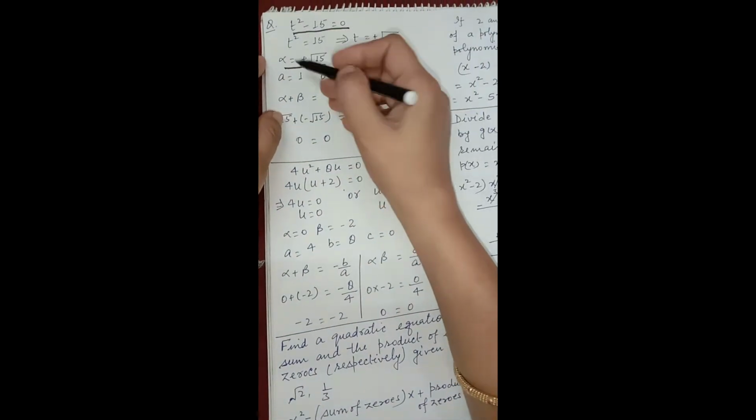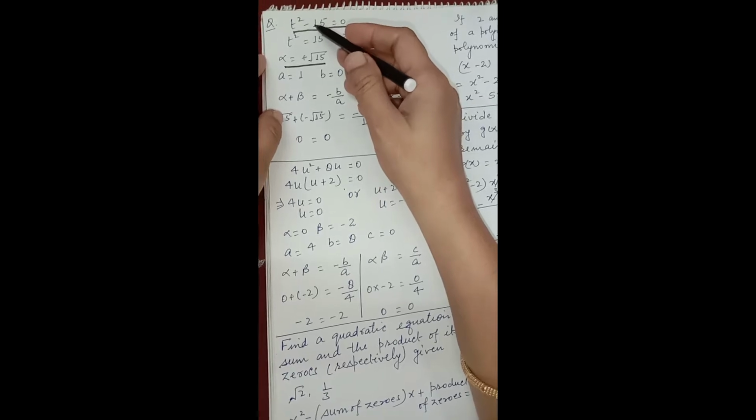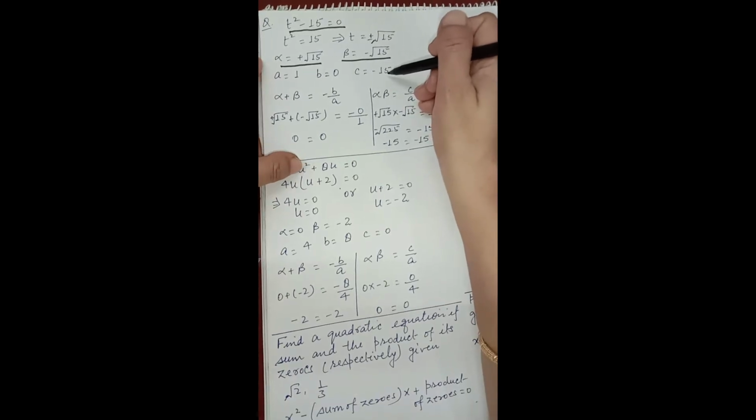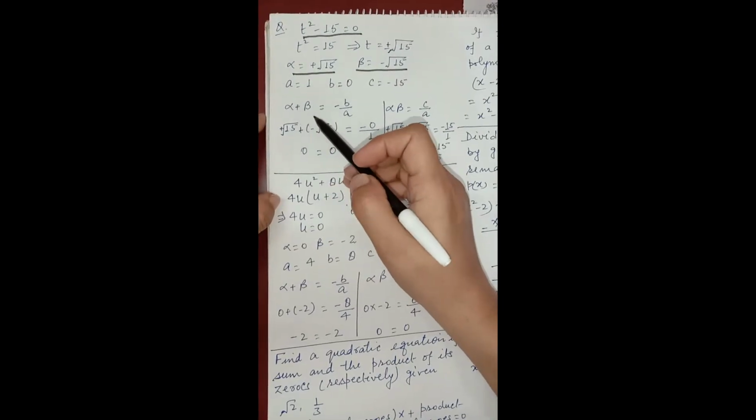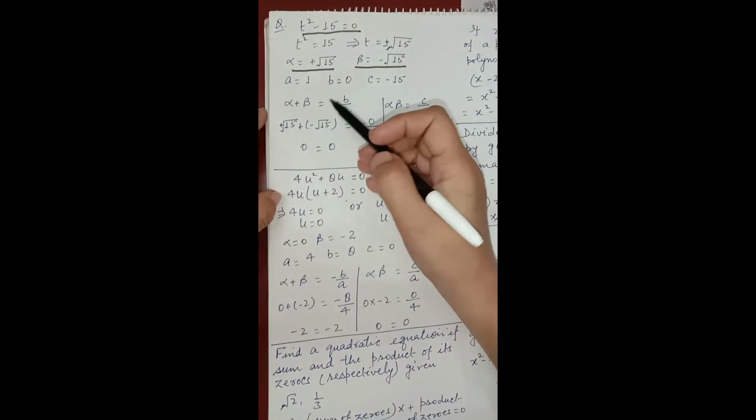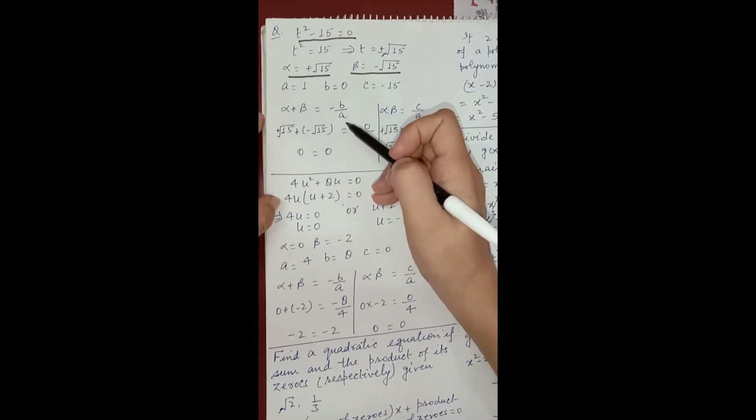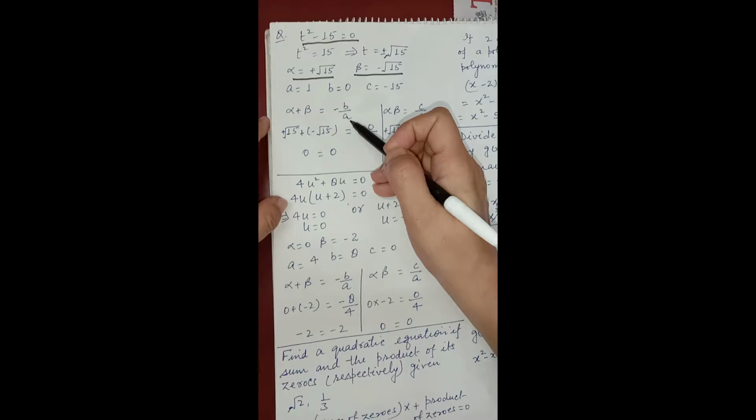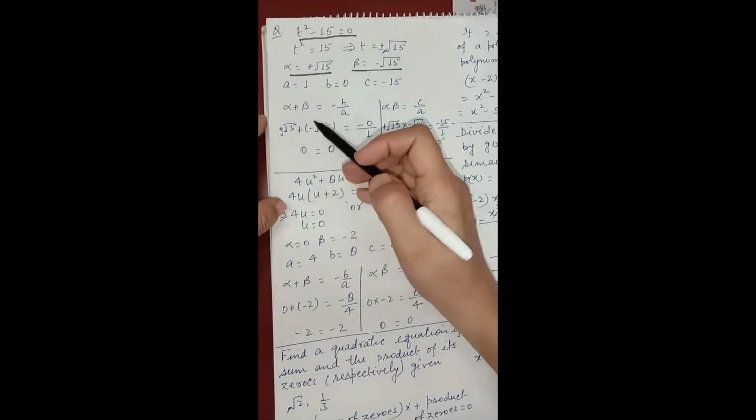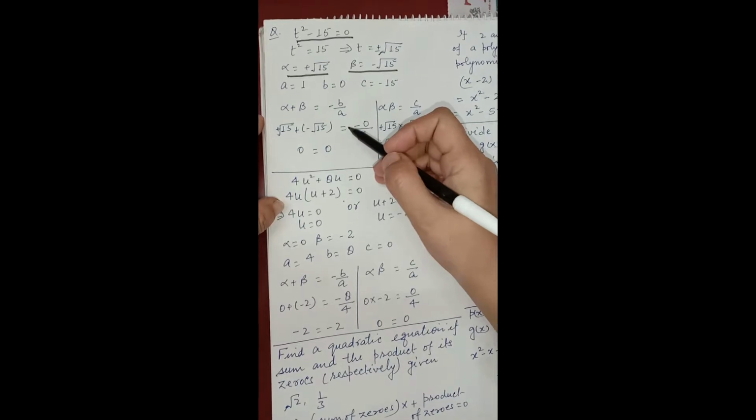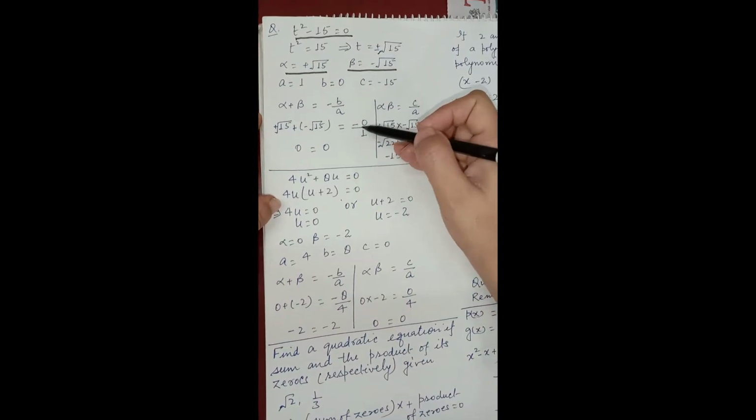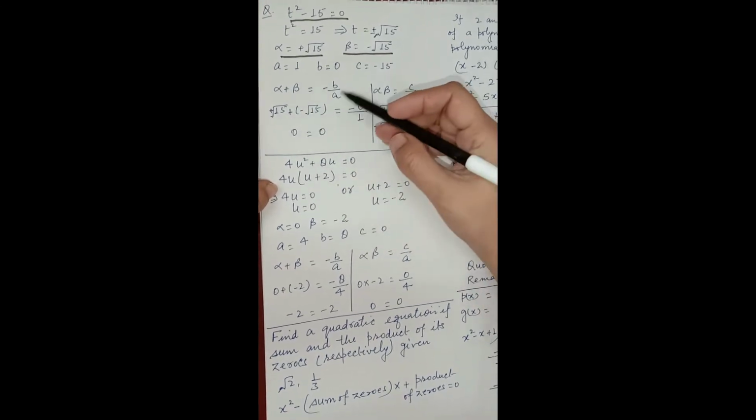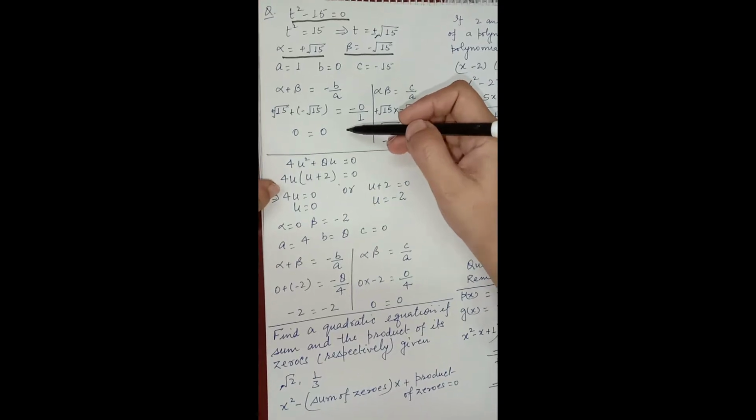Here the value of a is 1. b, there is no term of single variable t, so that is 0. And the constant term is minus 15. First we'll check the sum of the zeros, that is alpha plus beta, which I already told you equals minus b upon a, where b is the coefficient of x and a is the coefficient of x square. So alpha as plus root 15 and beta as minus root 15 equals, the value of b is 0 here, so minus 0 upon 1. On solving this we will get 0 on both sides. So this relationship is verified.